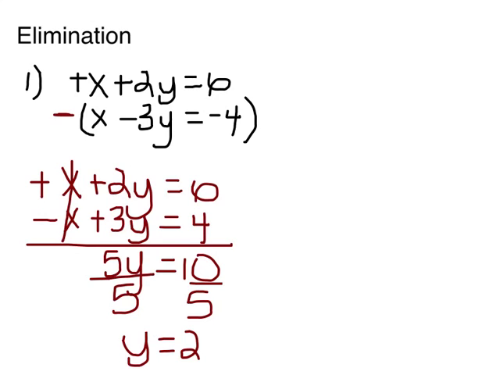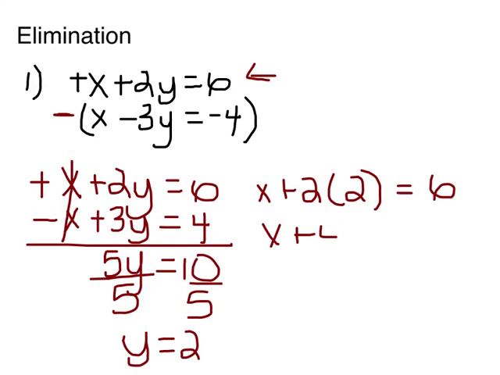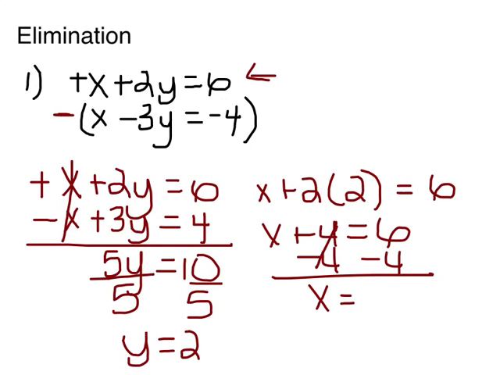So what we can do is plug our y of 2 into one of our original equations. I'm going to use this first one right here. x plus 2y equals 6, but we're making our y 2. So x plus 4 equals 6. And if we subtract our 4, we get x equals 2. So our answer is 2, 2.